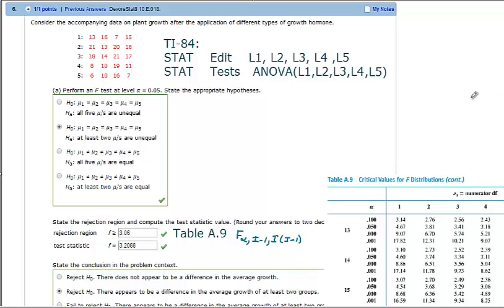Beginning with problem number 6, I'm going to look at a few problems out of chapter 10 for you. The first thing I did was enter these values into my TI-84 calculator.